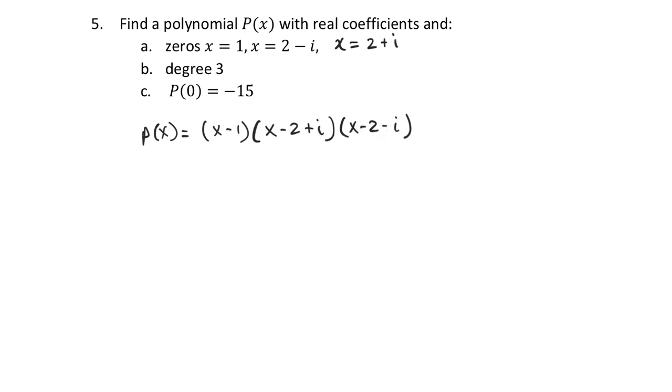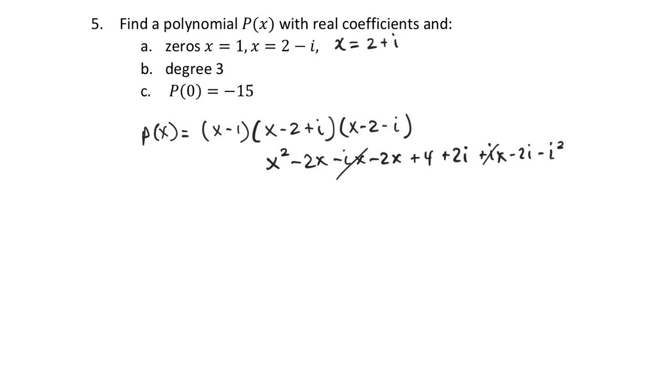between these two parentheses. So x times x is x squared, x times negative 2 is negative 2x, and then x times negative i is negative ix. Now negative 2 times x is negative 2x, and then negative 2 times negative 2 is positive 4, and then negative 2 times negative i is positive 2i. i times x is ix. i times negative 2 is negative 2i, and i times negative i is negative i squared.